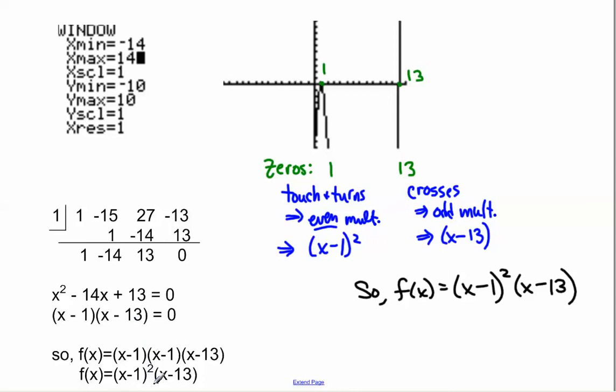Condensing down, x minus 1 quantity squared times x minus 13. We got the same answer, just a little bit longer.